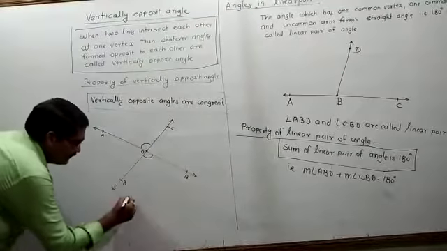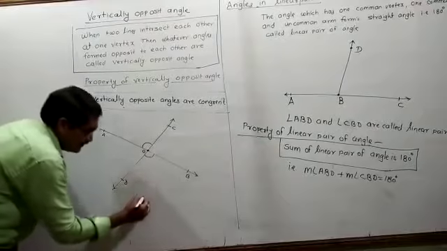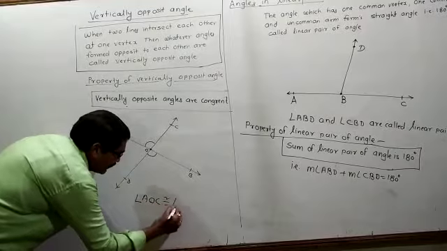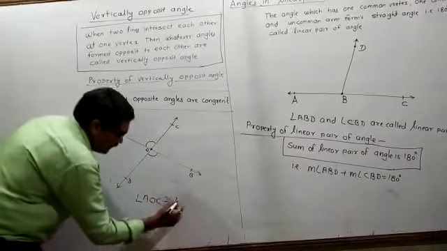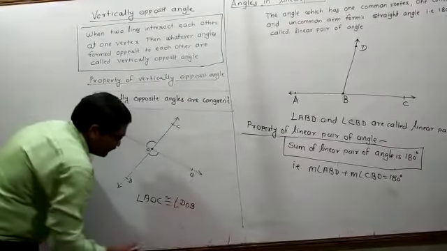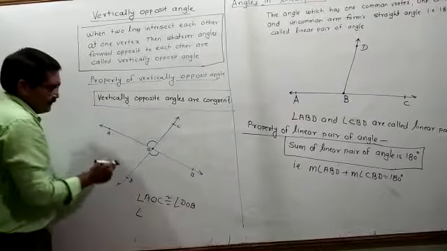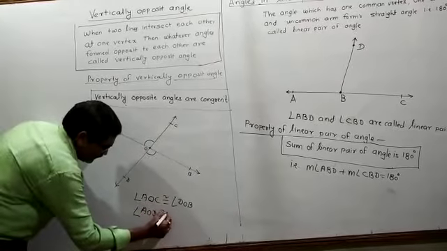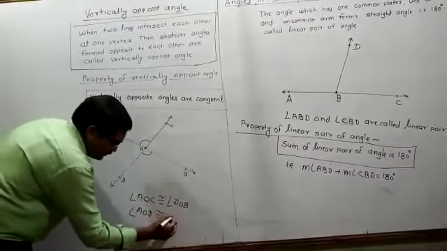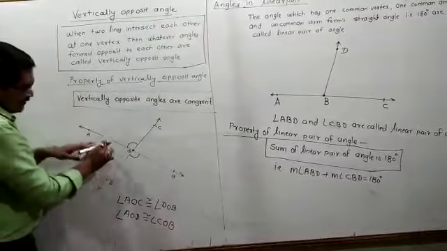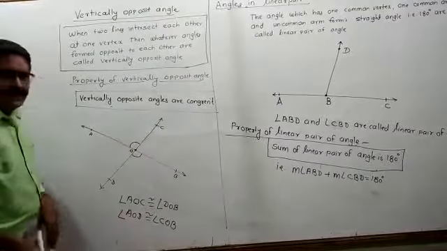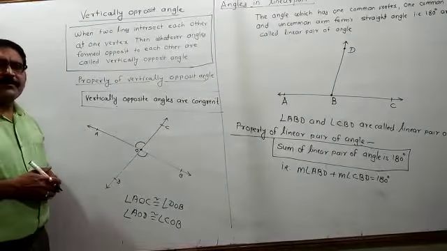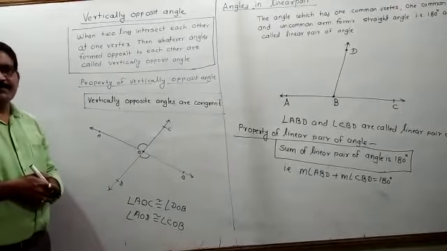So I will say that angle AOC is congruent to angle DOB, and angle AOD is congruent to angle COB. This angle and this angle are vertically opposite angles, and this angle and this angle are vertically opposite angles. The property of vertically opposite angles is that they are congruent.